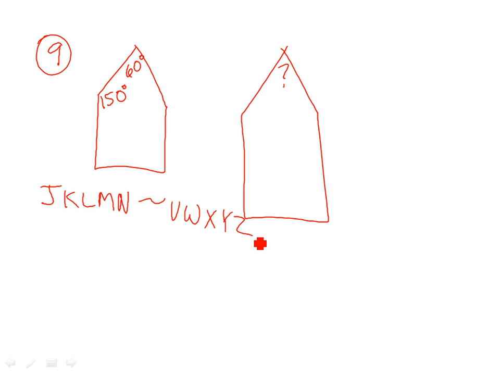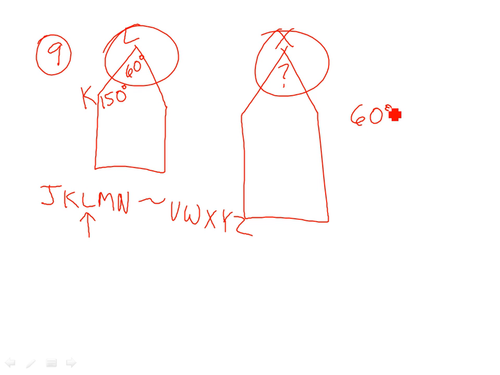Let's label this first one. L, K, those are really the only two angles we care about because they're the only ones we have numbers for, right? So L matches up with which angle in the other one? X. Is that what we're looking for? Yeah. If these two are similar, what do you know about their angles? They're the same. They're not proportional to each other, they're exactly the same. So if this angle's 60, what's this angle? 60 degrees. That's your answer.